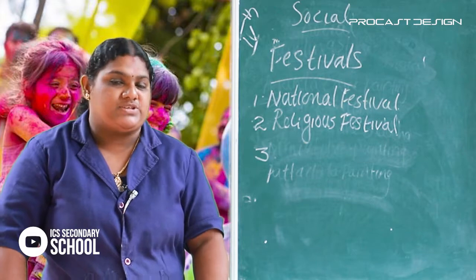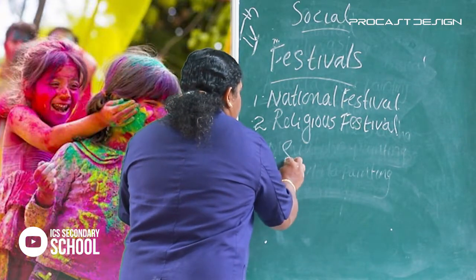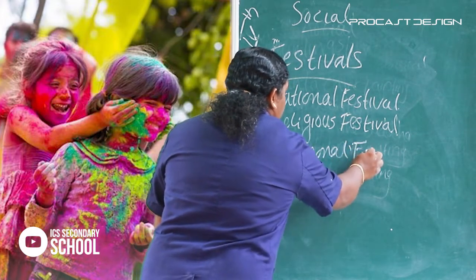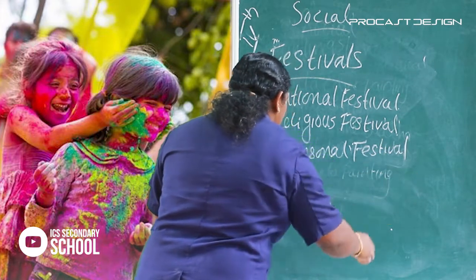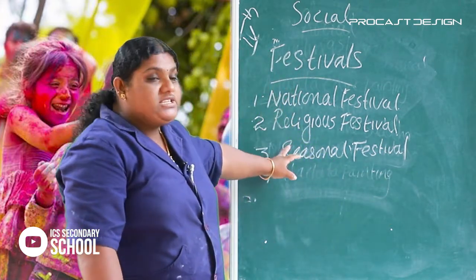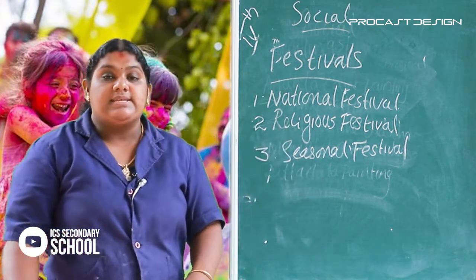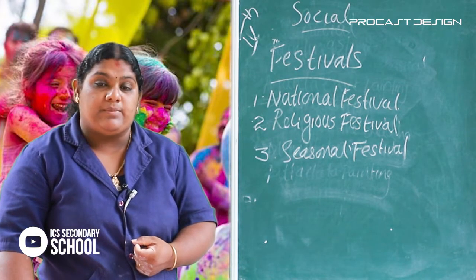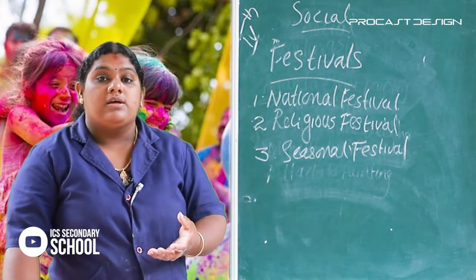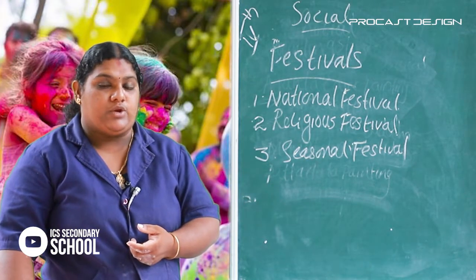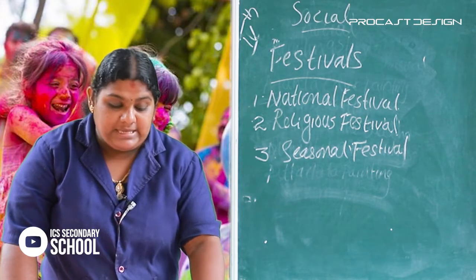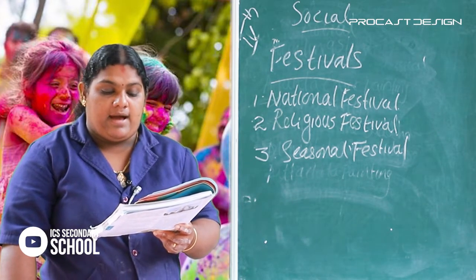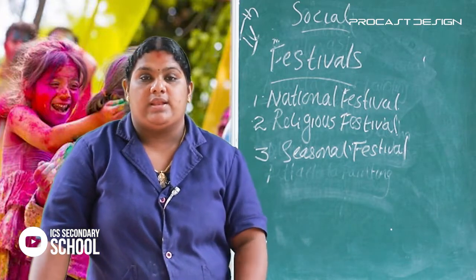So, the third one is seasonal festival. The national festival, religious festival, then seasonal festival. Examples of seasonal festivals are Holi and Basant Panchami, which are celebrated during the spring season. Then Baisakhi in Punjab, Bihu in Assam, Pongal in Tamil Nadu and Onam in Kerala are harvest festivals.